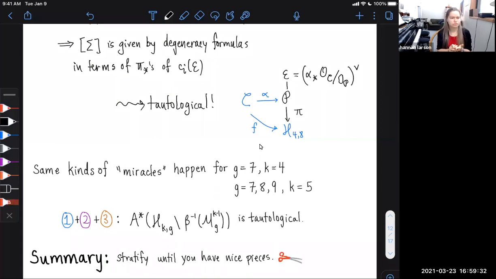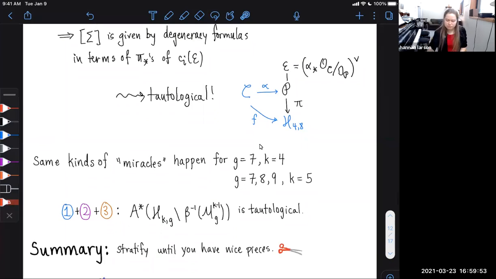So then when we put together these three steps, first was looking at the good open, second was throwing out curves of lower gonality, and third, dealing with what's left. We're able to show in the cases listed here that the Chow ring of the Hurwitz space minus the curves of lower gonality is tautological. So I want to end with a brief summary.